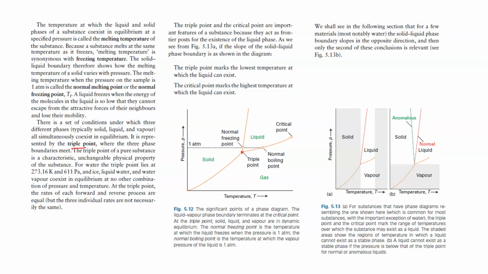At the triple point, the rates of each forward and reverse process are equal, but the 3 individual rates are not necessarily the same, because the quantities can be different in these equilibriums.